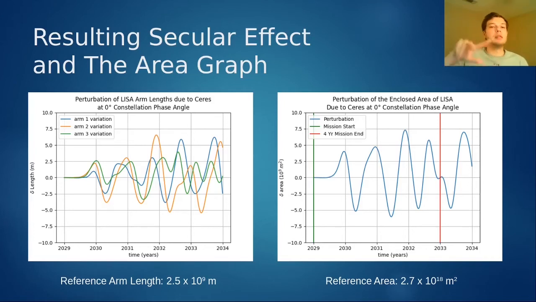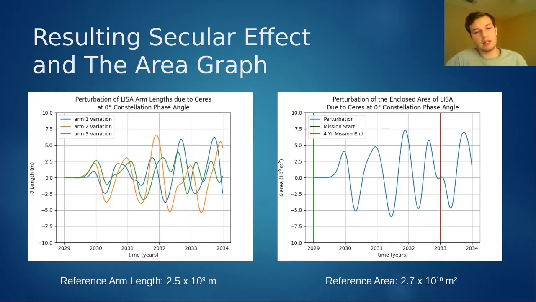So arm 1 would be the arm that is opposite to satellite 1. It would be this arm here if this is satellite 1, and the same for arm 2 and 3. And this is on the order of single meters as opposed to the 2.5 times 10 to the 9th meters of the actual arm length.